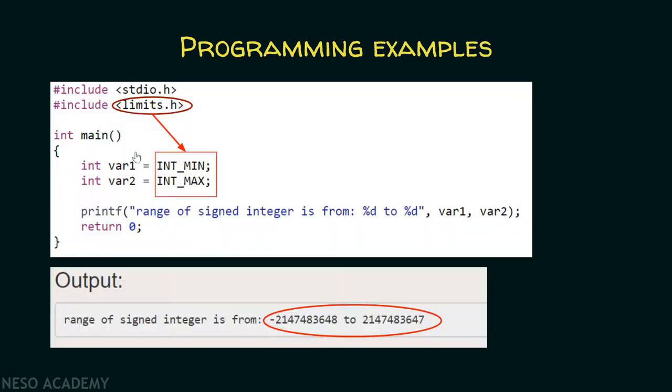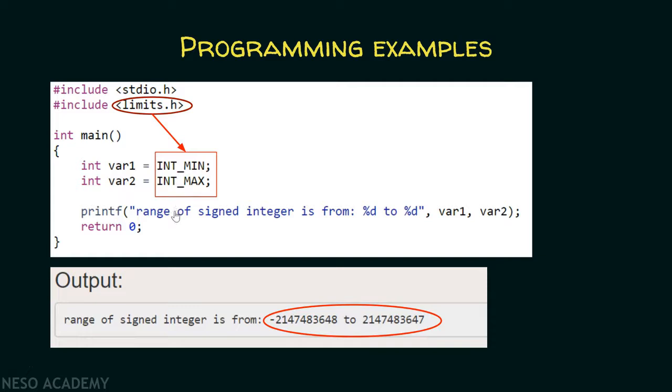And here is the first example. First of all, I have included a new header file, limits.h. This header file consists of some symbolic constants that are useful in determining the minimum as well as the maximum values of any data type according to the system. In this example, I have used the symbolic constant INT_MIN and assigned it to variable 1. This symbolic constant gives me the minimum value of signed integer according to my system. And similarly, INT_MAX is assigned to variable 2, and this will give me the maximum value of signed integer.